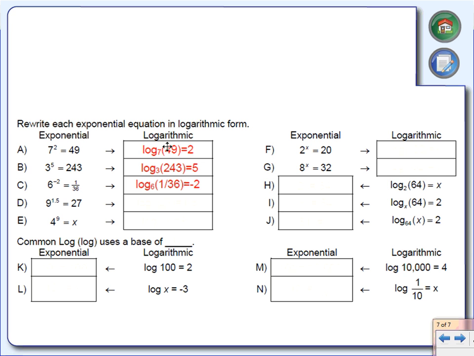Pretty easy. So then what is the next one going to be? Log base 9 of 27 equals, there it is. Good. So again, it's log base 9 of 27 equals 1.5. Next one, log base what?